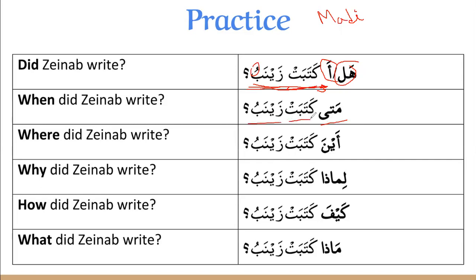Katabat Zainabu. Zainab wrote, right? When did Zainab write? Okay, when did, and we are adding did because it's fal madi, right? When did Zainab write? Aina means where. Aina katabat Zainabu. We don't change this part, and there is no question mark in Arabic, so don't confuse with that. Okay, we are just adding that for you to understand.